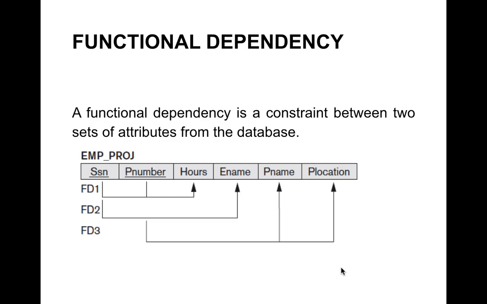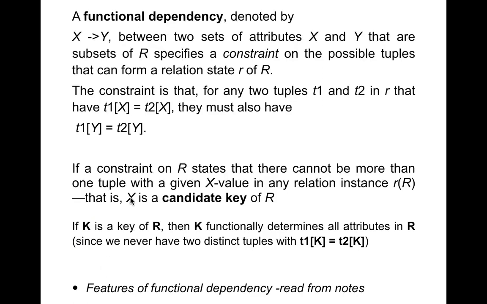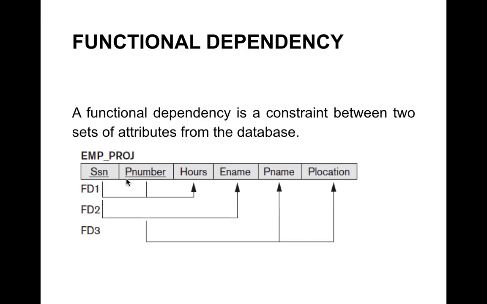Now if that is not the case, say since SSN is the primary key or candidate key in this relation, there cannot be two tuples with the same value, right? Two tuples cannot have value SSN 1. So in that case, if a constraint on R states that there cannot be more than one tuple with the given X value in that relation instance, then that X is a candidate key. Such attributes are termed candidate keys. And in this relation, SSN and P number are the candidate keys.